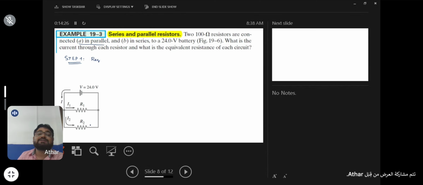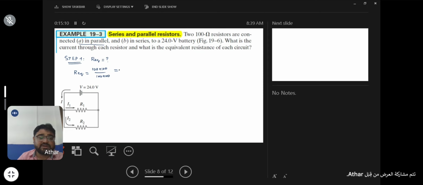R equivalent in parallel can be found by 1 over R equivalent equals 1 over R1 plus 1 over R2. But for two resistances it's easy because we can directly multiply at the top and add at the bottom. Here the resistances are 100 ohm, equal amounts. So it will be 100 times 100 divided by 100 plus 100. This will be 10,000 over 200, maybe 500 or 50. It's parallel, I think it will be 50.